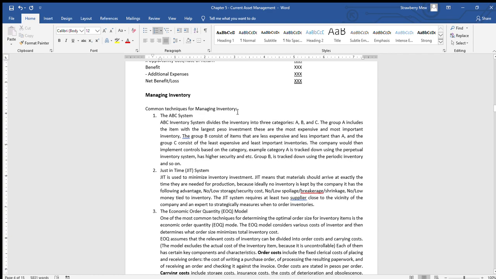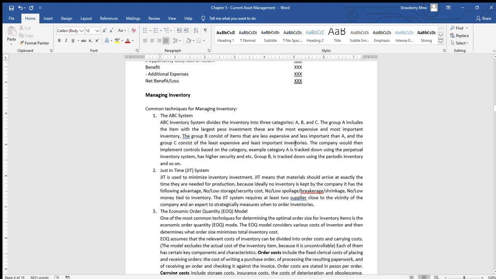Okay, so first we have the ABC system. Yung ABC system, it divides the inventory into three categories. Okay, so we have A, B, and C. Kaya nga ABC system eh. So group A includes the items with the largest peso investment. Okay, so ito yung mga pinakamahal and pinaka-importante sa business natin. While group B consists of items that are less expensive and less important than A. While C, ito naman yung mga pinakamura and the least important among the inventories.